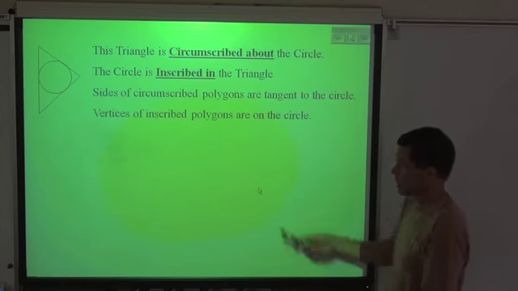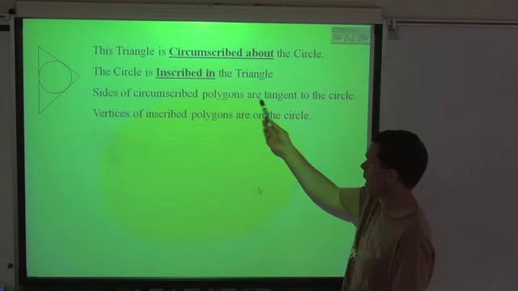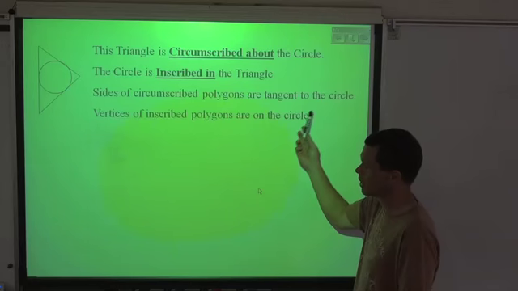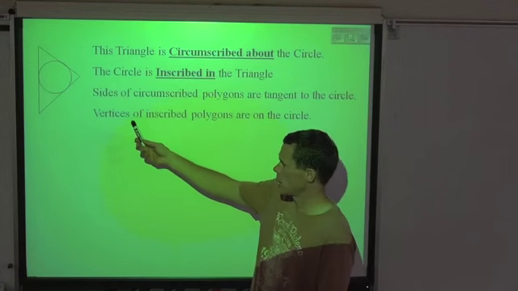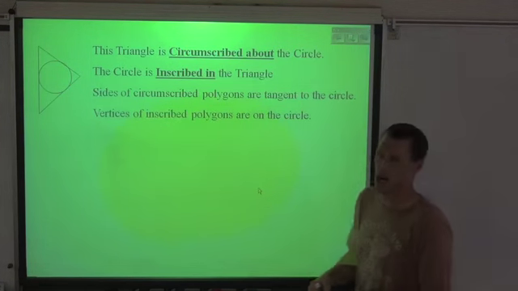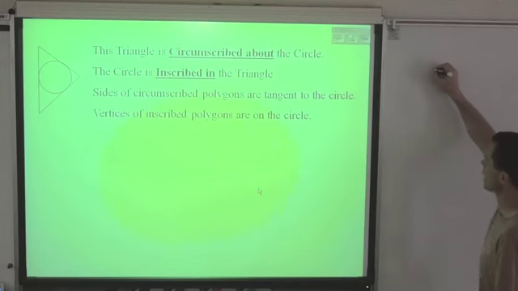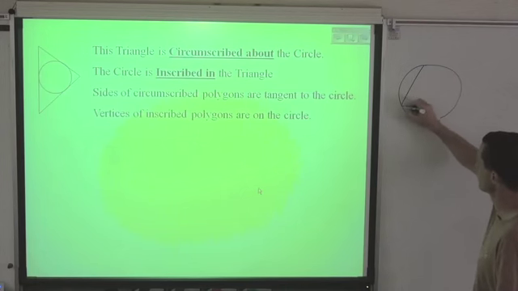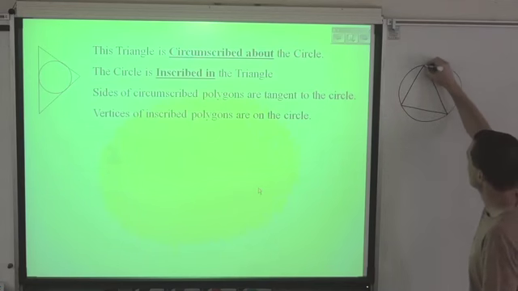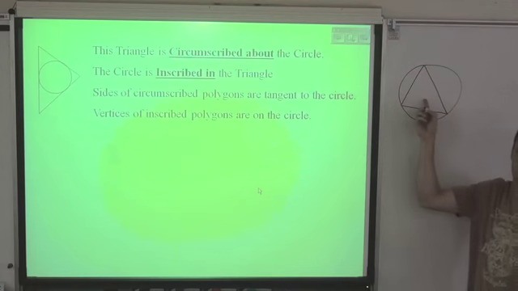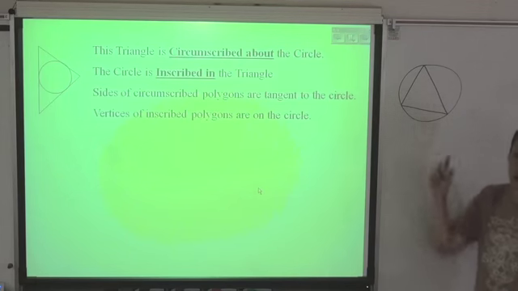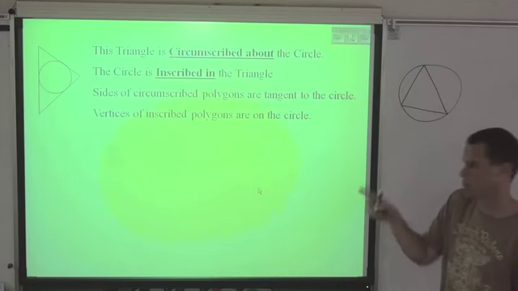Okay? So the sides of the circumscribed polygon are tangent to the circle, and the vertices of an inscribed polygon are on the circle. That would look like this. I'll just put this one example on the board. Here we can say the triangle is inscribed inside the circle. The circle is the thing that is circumscribed.